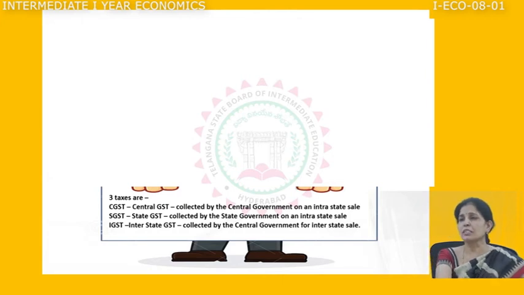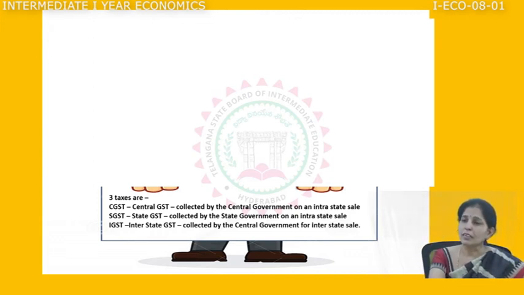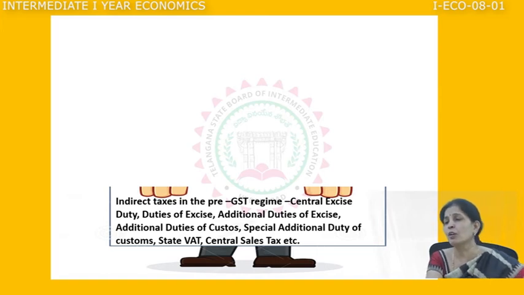CGST is collected by the central government on an intra-state sale. SGST is collected by the state government on intra-state sale. IGST is collected by the central government for interstate sale. Let us see what the various taxes are that were in the pre-GST region. I'm naming a few of the taxes which have been included under GST. They were indirect taxes in the pre-GST region.